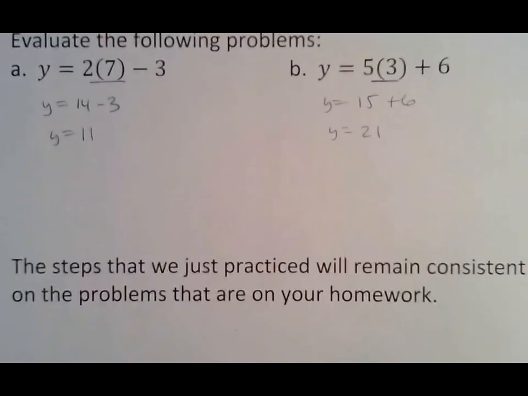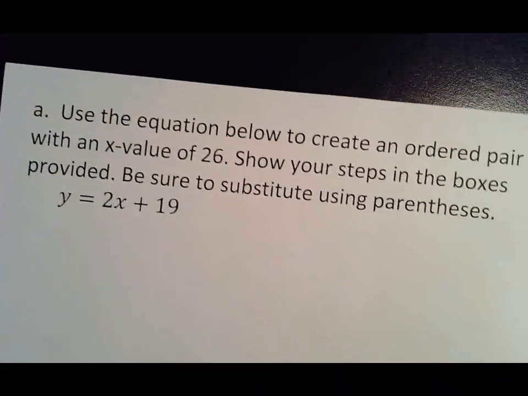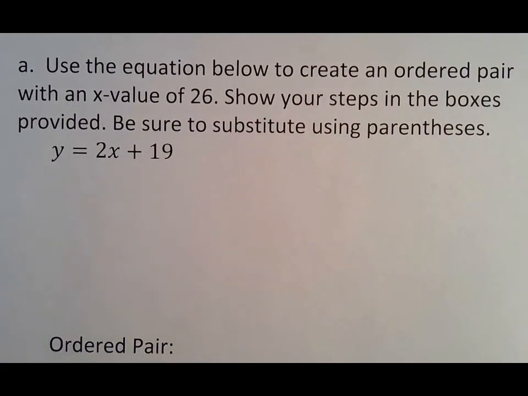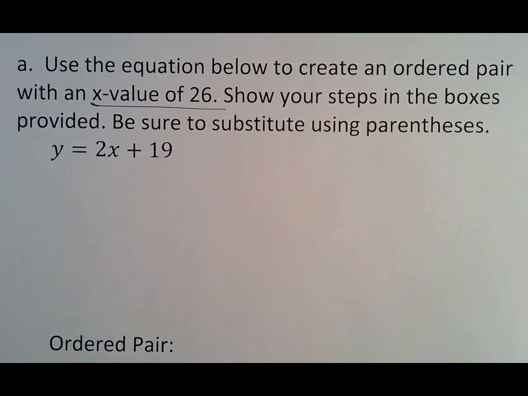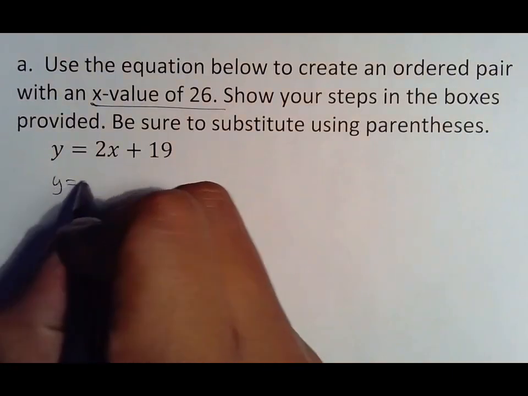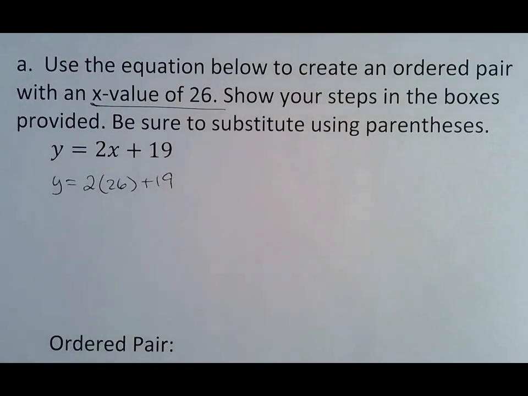The steps that we just practiced will remain consistent on the problems you're doing on your homework. The only thing you have to do now is make sure that you're disciplined enough to actually type in everything you're supposed to. I'm going to look at 2 problems real fast, because you pretty much already know what's going on. Your official questions are going to say, use the equation to create an ordered pair with an x value of 26. So they're telling us what to put in for x. Then it says show the steps. Well, all you have to do is remember what we did. First thing we do is change x into 26. So y equals 2(26) plus 19.